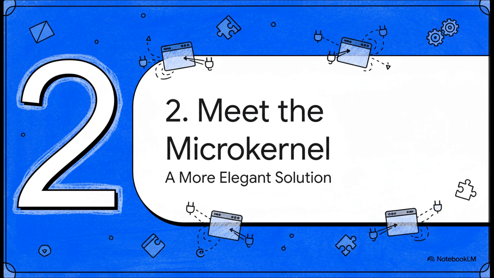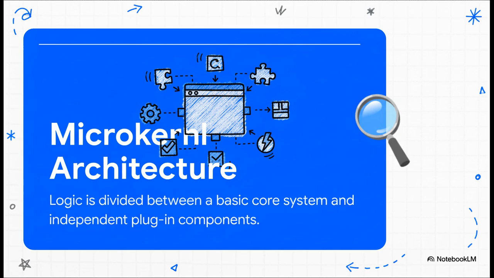Well, there is. And this is where our hero, the microkernel, enters the scene. At its heart, the whole idea is actually beautifully simple. You just split your application into two main parts. First, you've got a basic core system. This thing does only the absolute bare minimum. And then you have a bunch of independent plugin components that bolt on all the extra features.